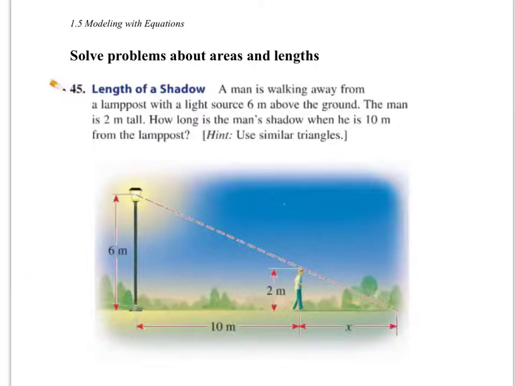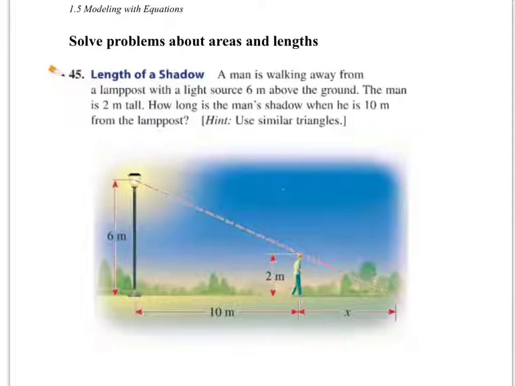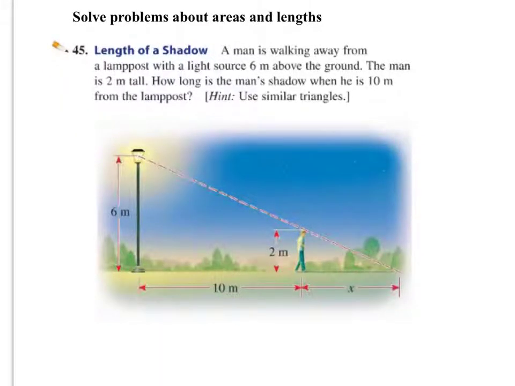So now let's move to an example of a problem about areas. This is a pretty typical problem type that you'll see quite often. This one deals with the length of a shadow, and if you look at the diagram that's provided, you can, I hope, see a couple of triangles in that figure. We'll talk about that. This problem relies on similar triangles that are the same shape but different size. A man is walking away from a lamppost with a light source 6 meters above the ground.